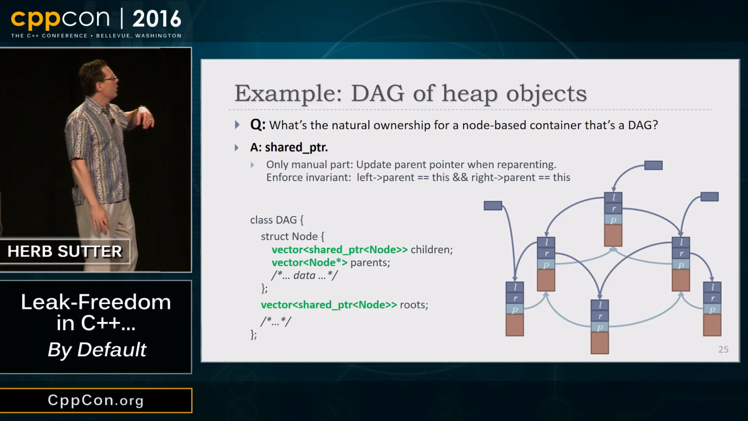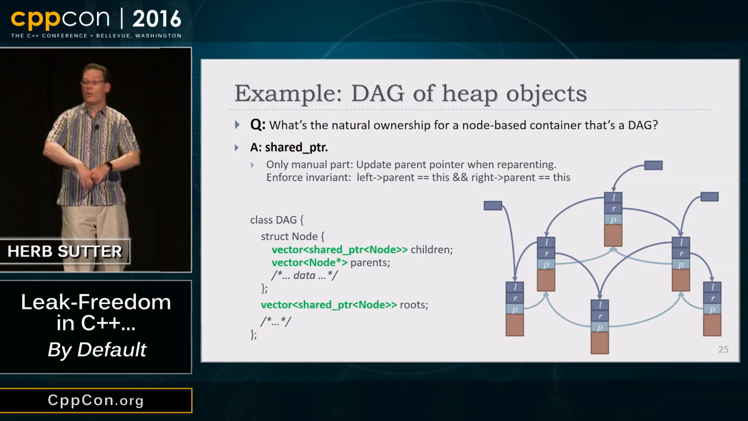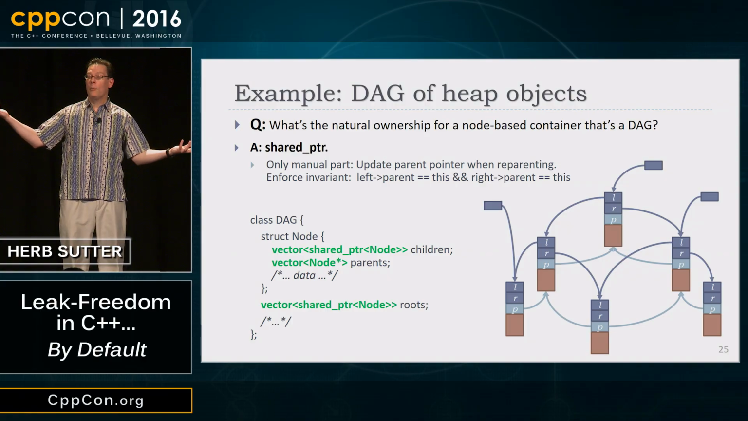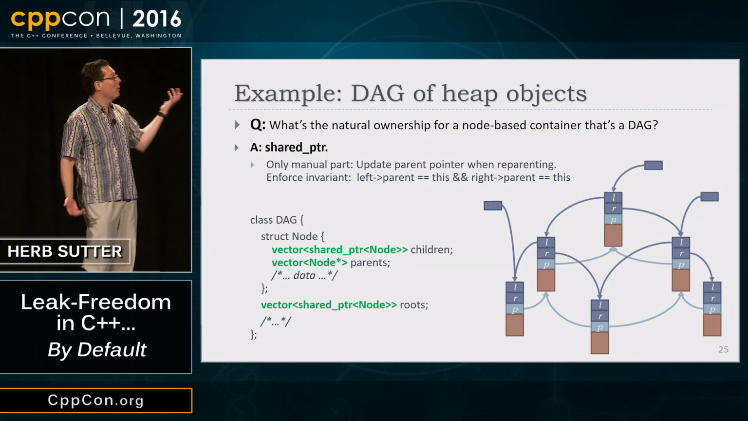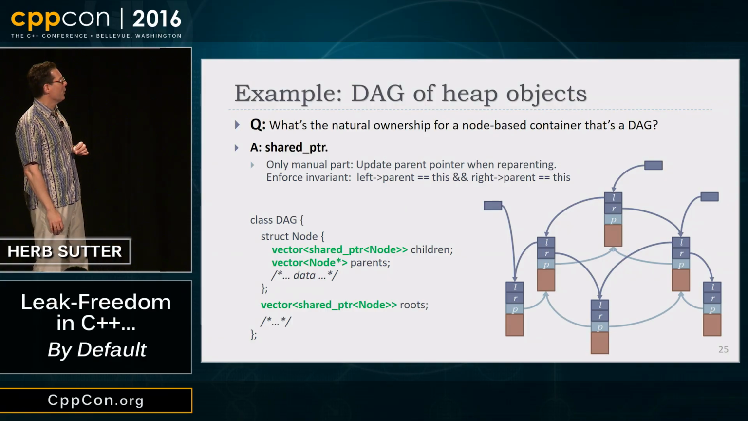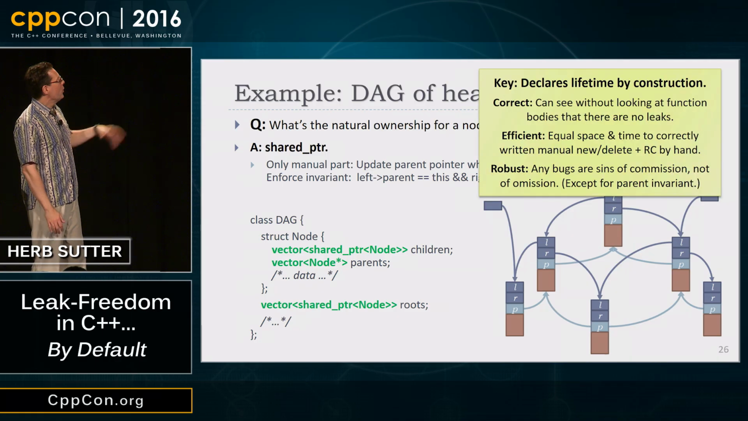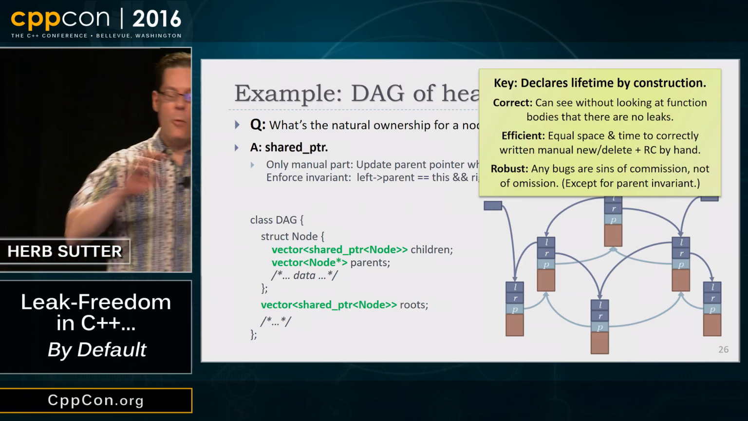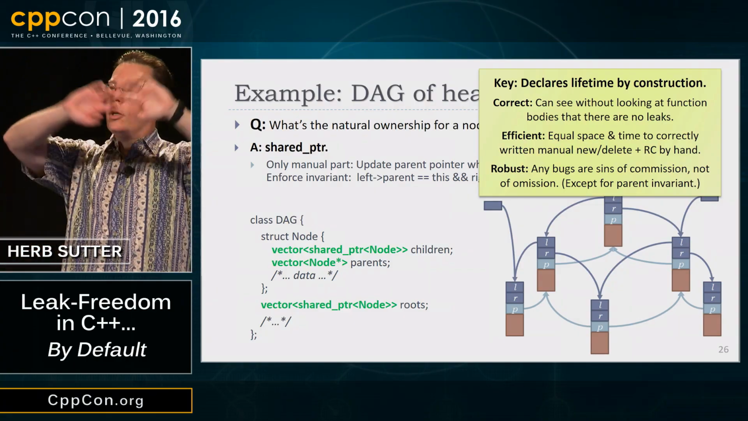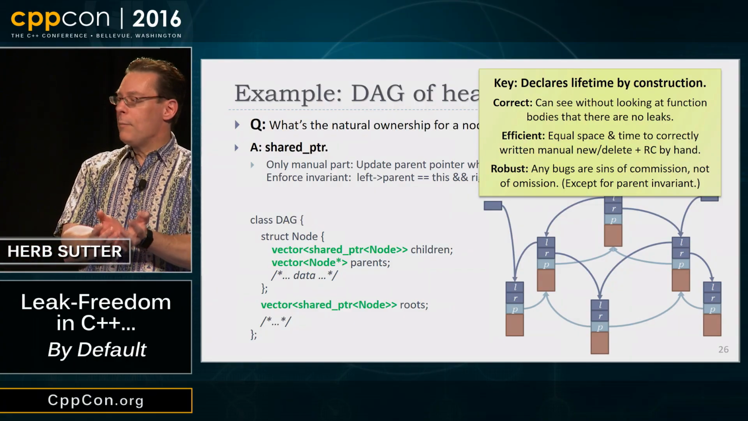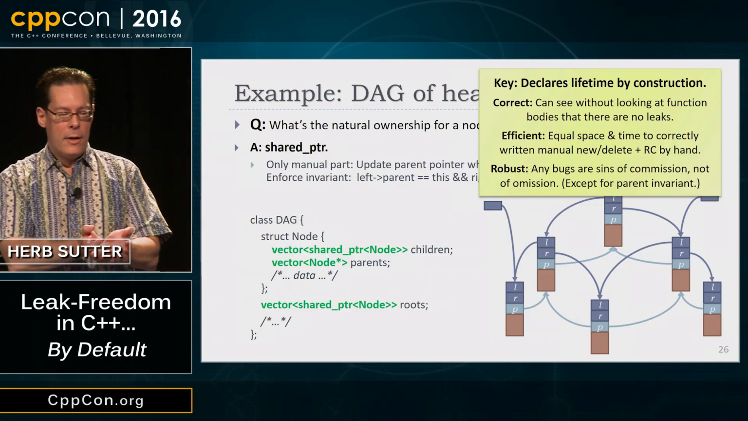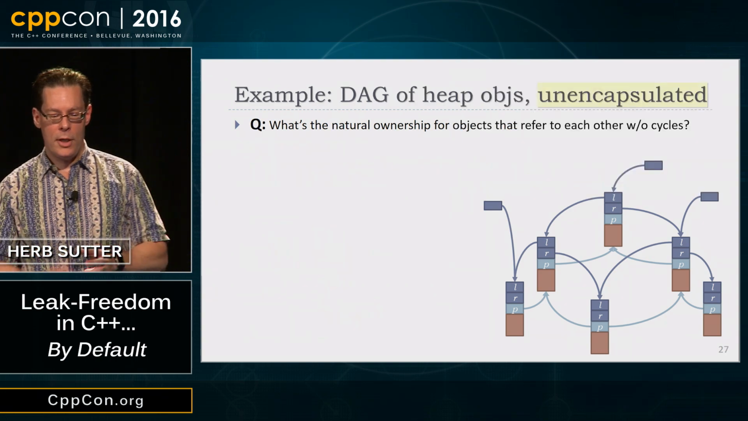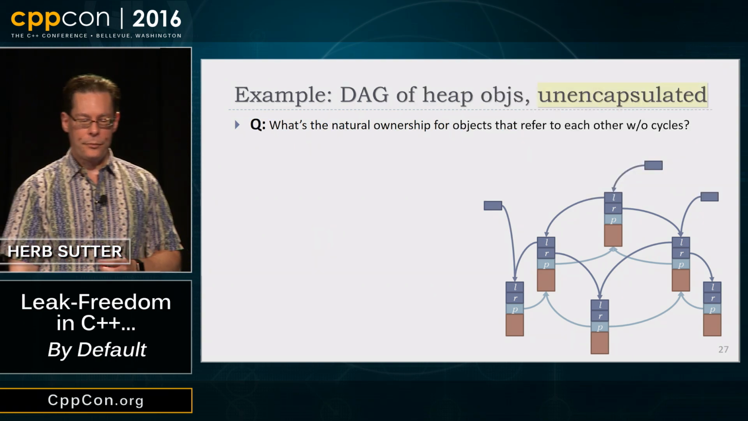And so I have a vector of shared pointer to children, a vector of shared pointer to roots, because you might as well have multiple roots if you're going to have a graph, more than one entry point, if that makes sense for you. And you can still have the weak pointers up, declares lifetime by construction. There's no manual new or delete. Shared pointer automates the whole reference counting pattern for you. And you just have to make sure if you do have parent pointers that you keep them correct.